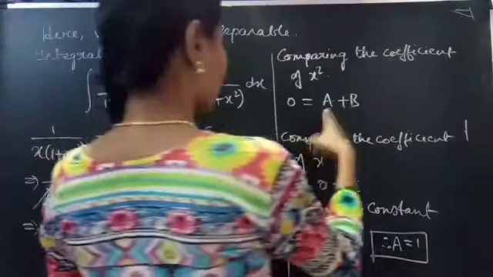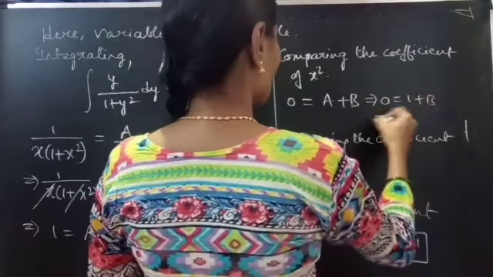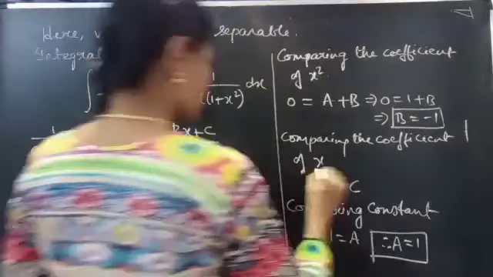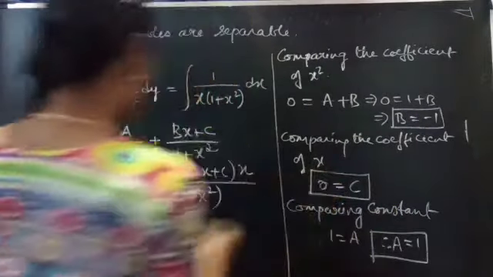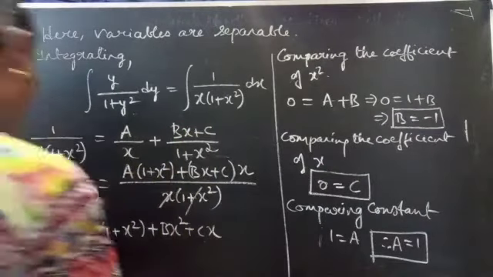Now substitute a in this. You'll get 0 equals 1 plus b, then b equals minus 1. Now we are having the values of a, b and c. You can substitute all these values in the place of a, b and c.